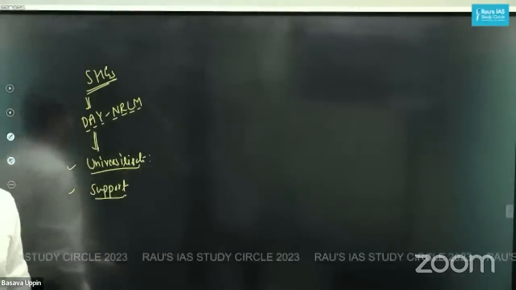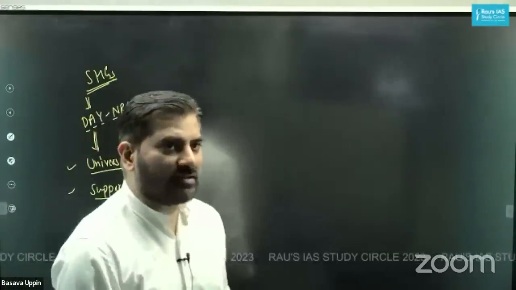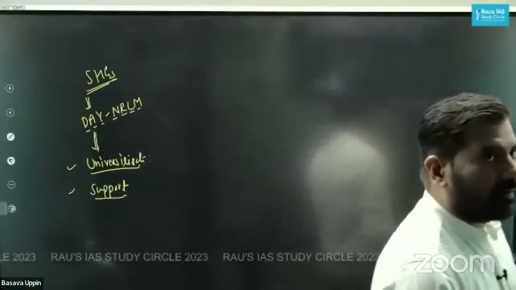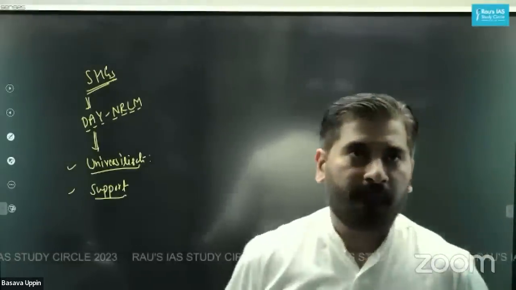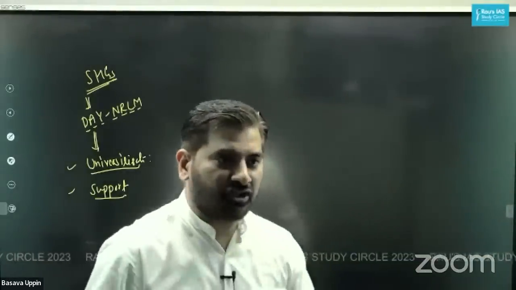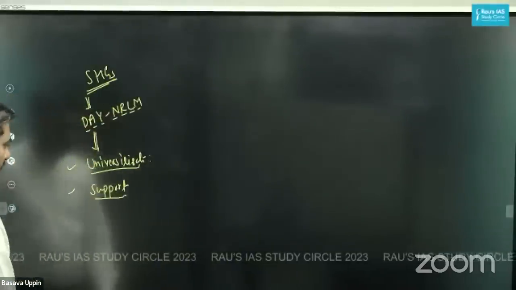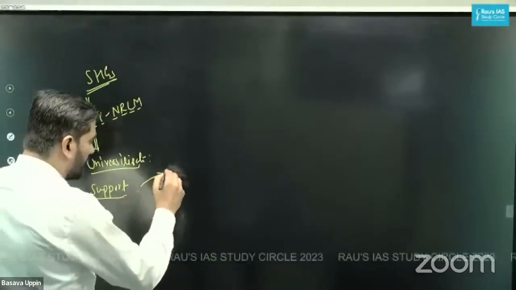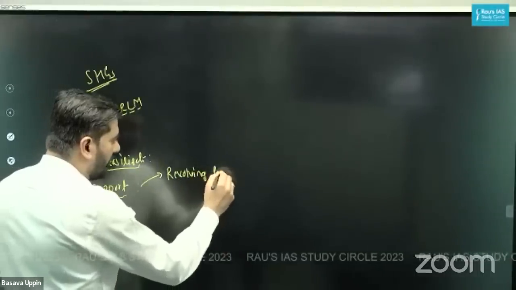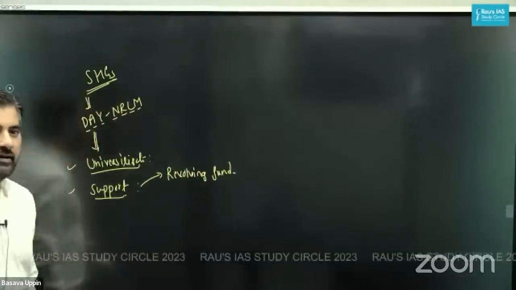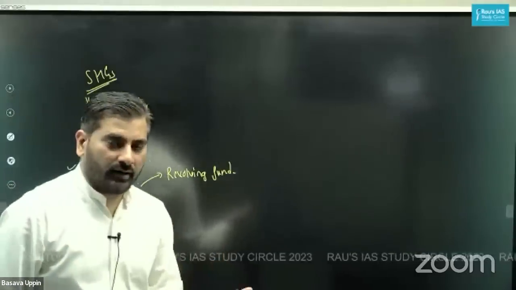What kind of support do you think the government is providing to SHGs? Anyone? What support is it? Credit, financial, funds. Okay. Government provides support in the form of what is called a revolving fund. What is this revolving fund?